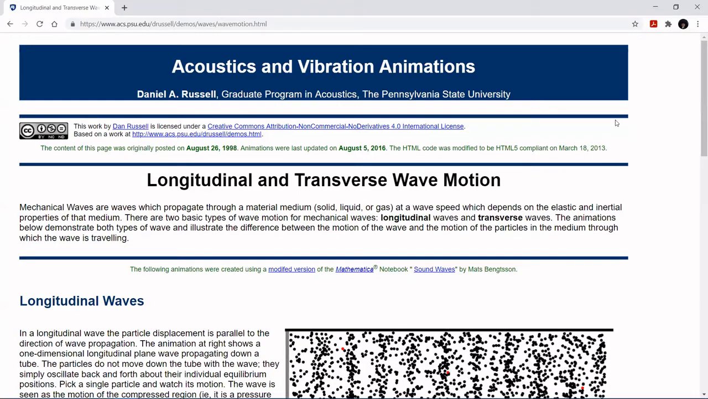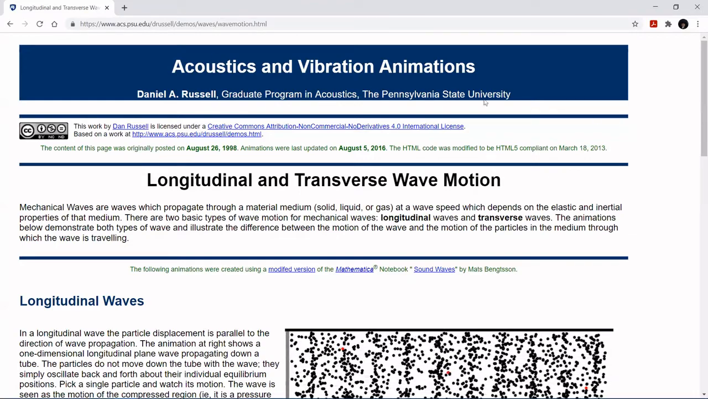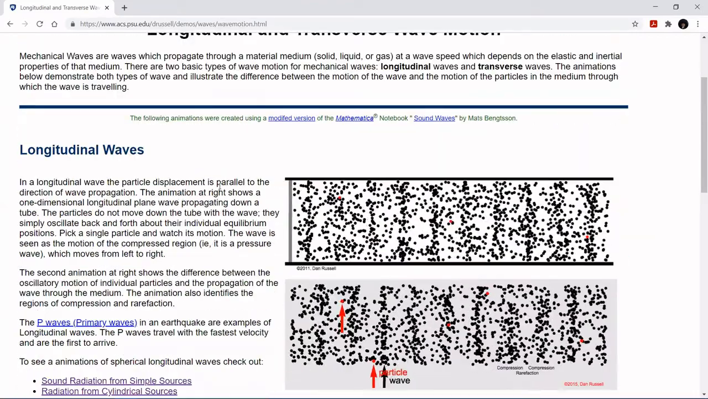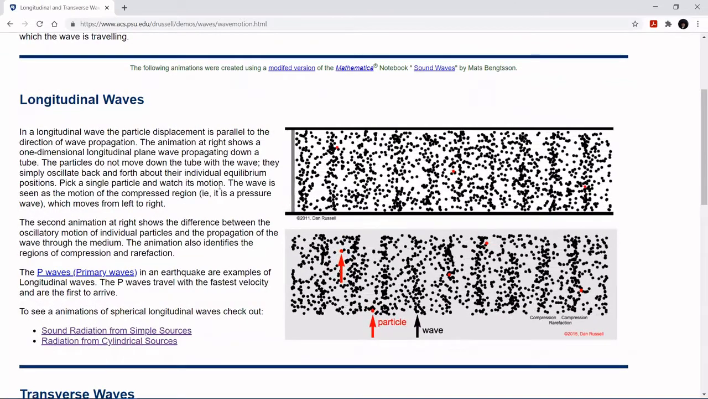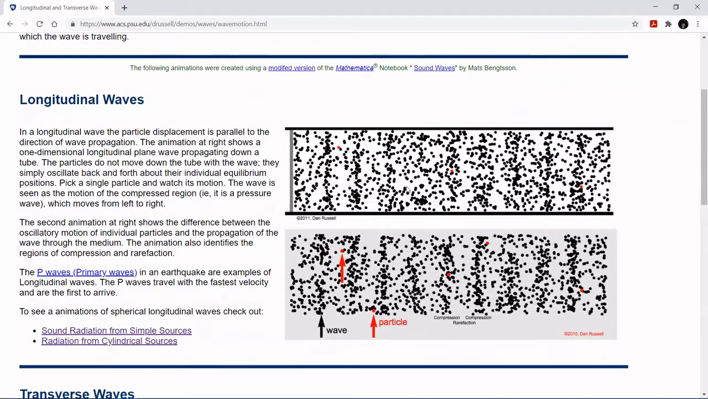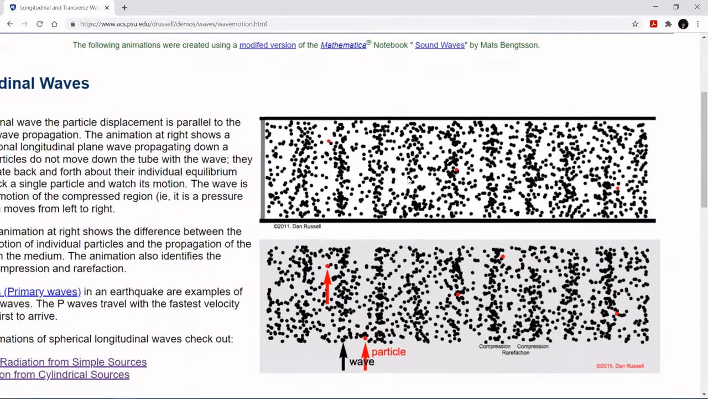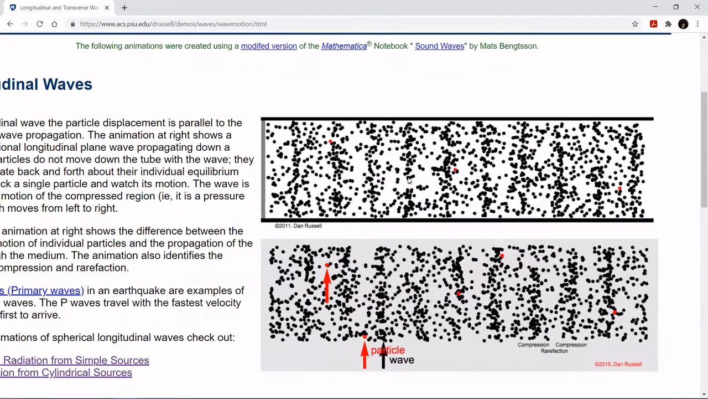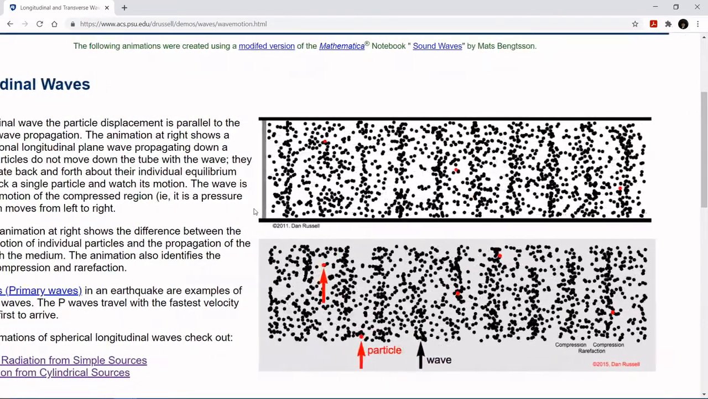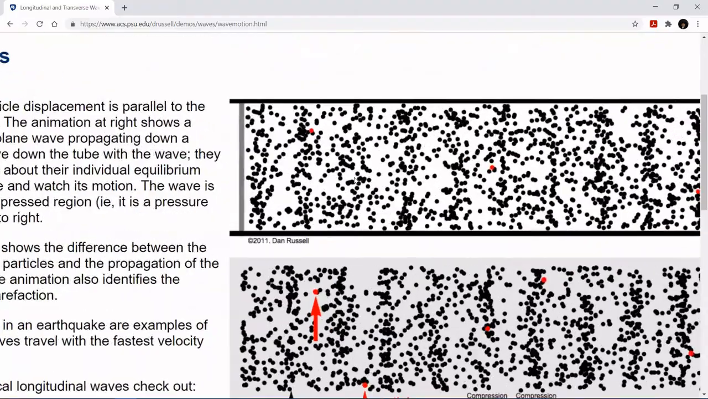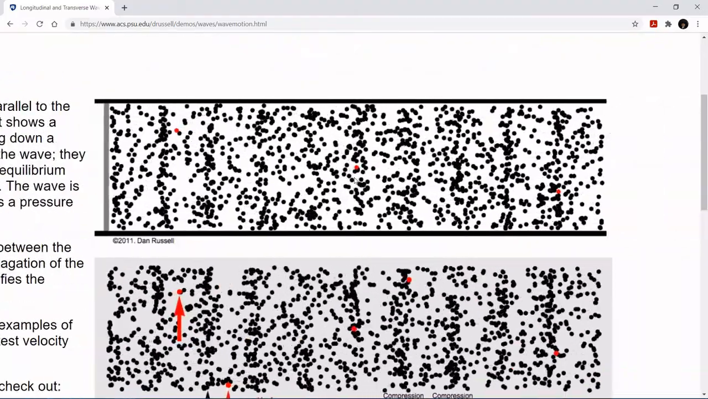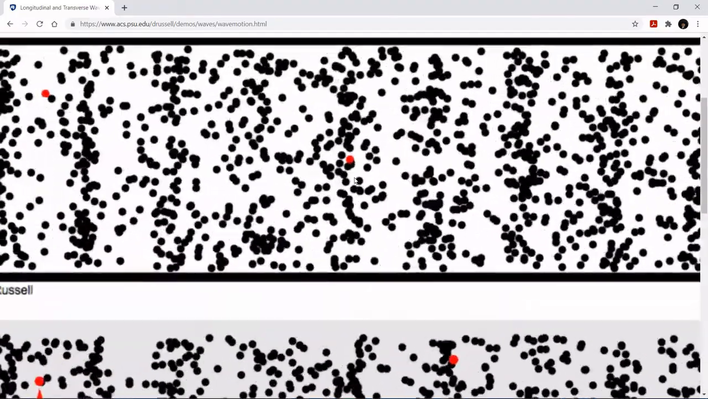More than once this semester, we'll be looking at materials posted by Dr. Dan Russell, who's got some awesome simulations here of various wave phenomena. So let's look at a real simple, well, I say simple, but I wouldn't know how to program this, animation of longitudinal waves, or as that British guy in the video said, longitudinal. I think normally we say longitudinal.